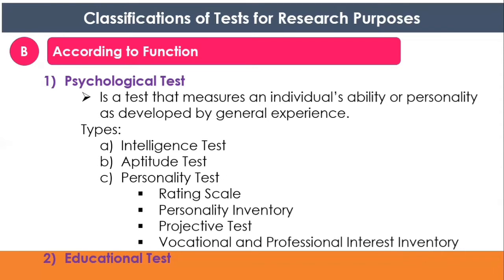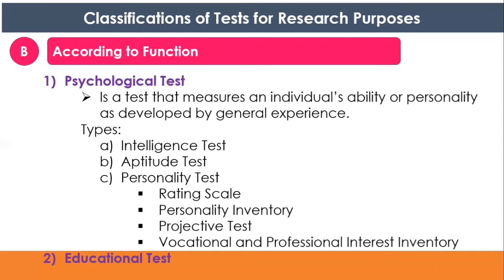And finally, the last type of classification of tests for research according to function would be the educational test. If we say educational test, this is an achievement test which aims to measure a person's knowledge, skill, ability, understanding, and other outcomes in subjects taught in school. So therefore, this test may be standardized or teacher-made. Examples of educational tests are achievement tests in mathematics, English, science, etc.